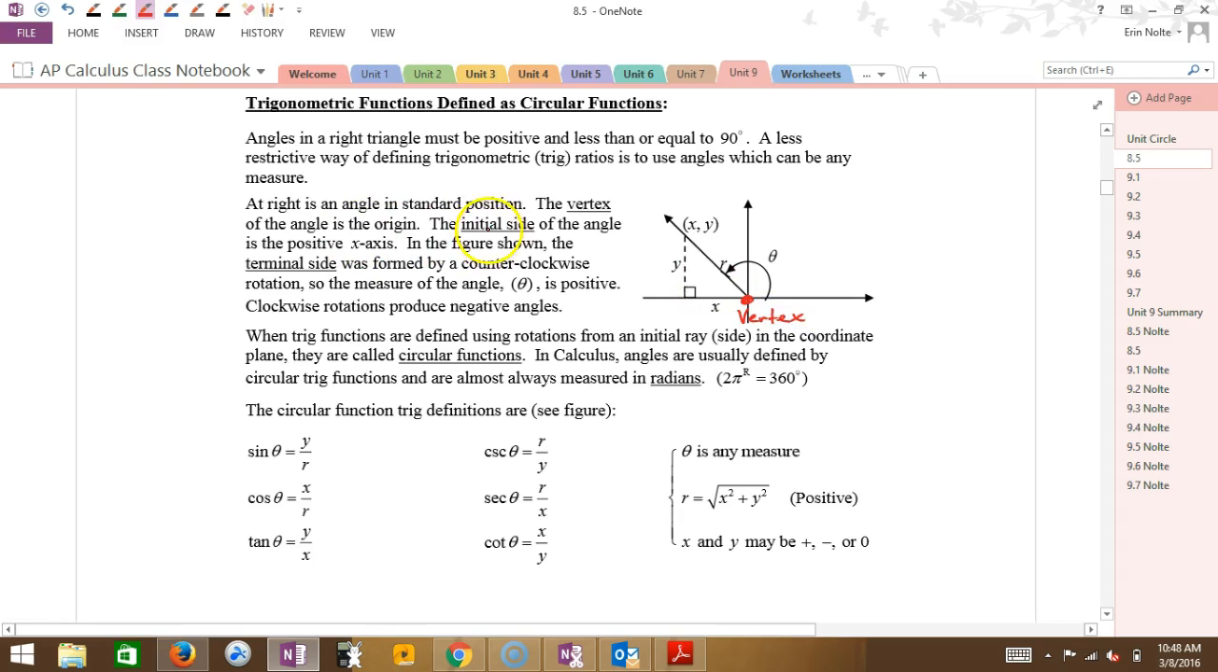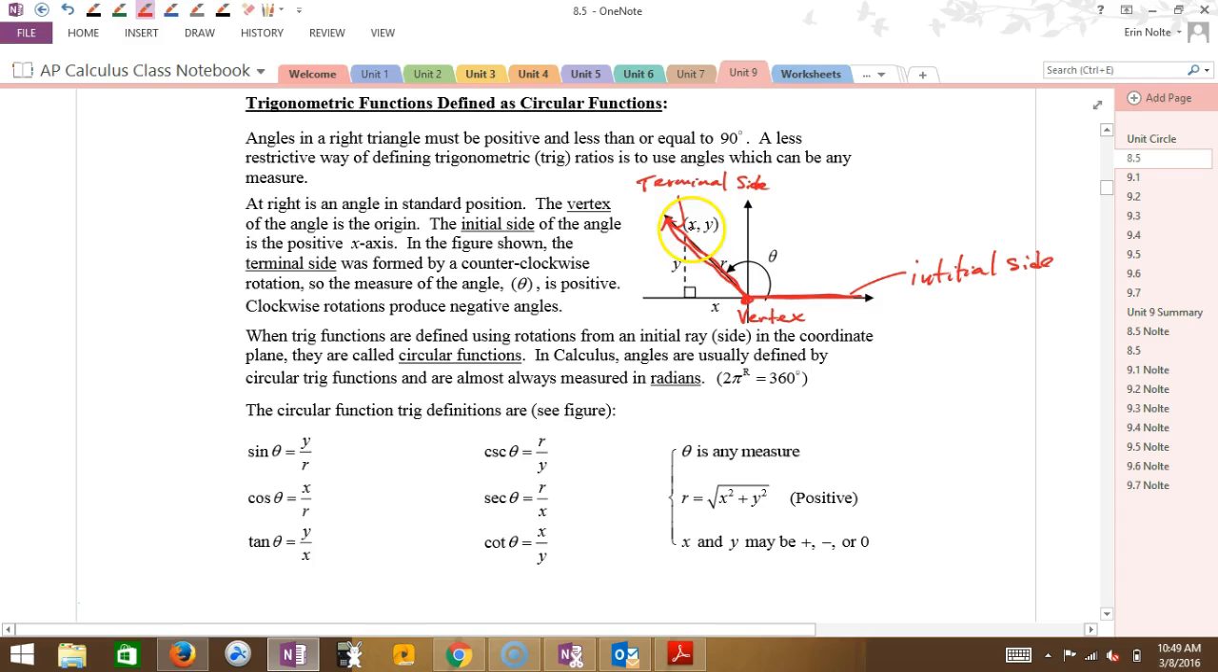The initial side is this first side right here. And where we end up is your terminal side. It's important that you realize that we go counterclockwise and go upward. So this is some angle that exists in the second quadrant.